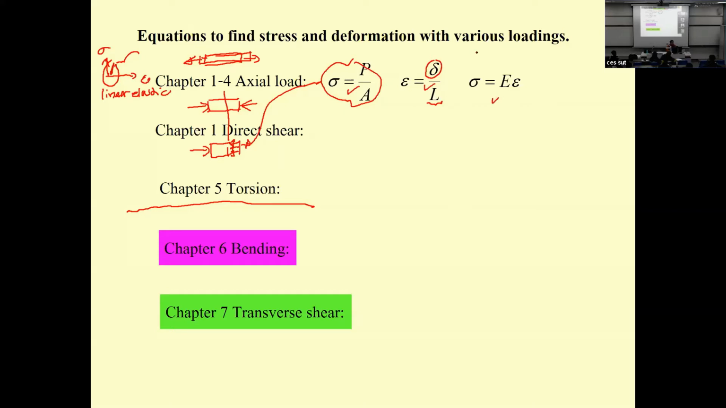And then you put this one, P over A equal to E delta over L, and then you get another equation. This one is for chapter 4, right? You use this one in chapter 4. And this one is for the elongation when the structure is in linear elastic.